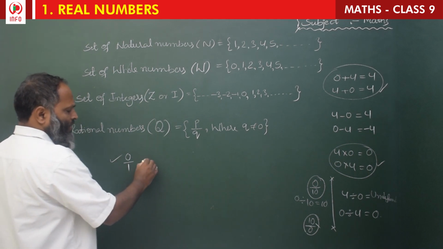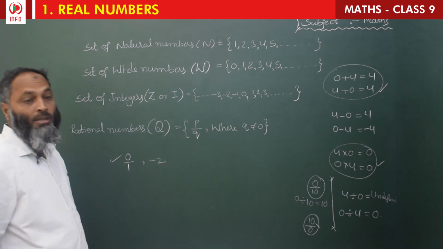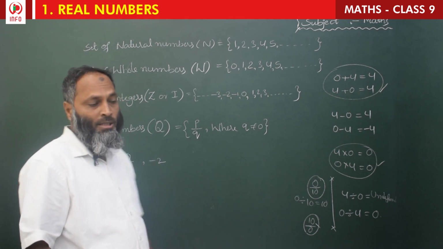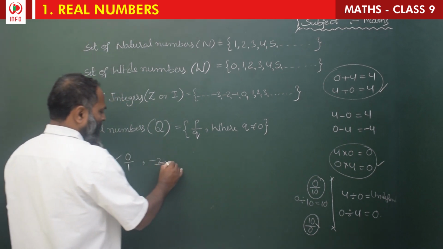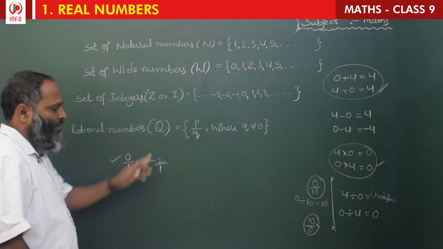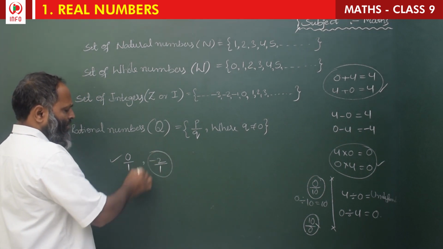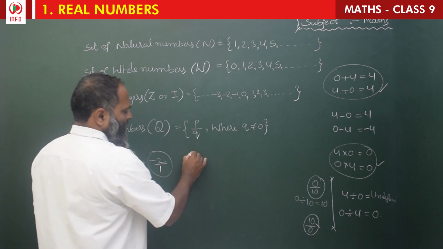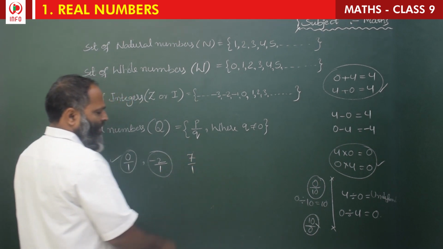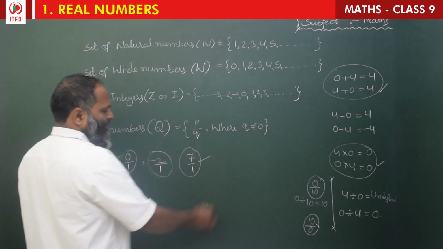If I ask about minus 2, it is also a rational number. Why? It is without a denominator, which means the denominator 1 is there. So it is in the form of P by Q. All integers, 0, and positive integers, like 7, which is 7 by 1, are rational numbers too.